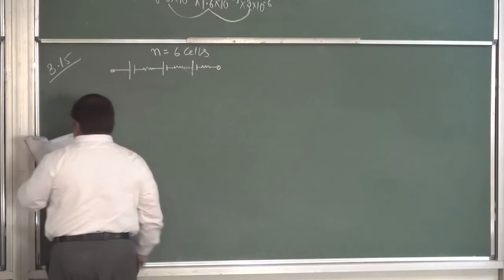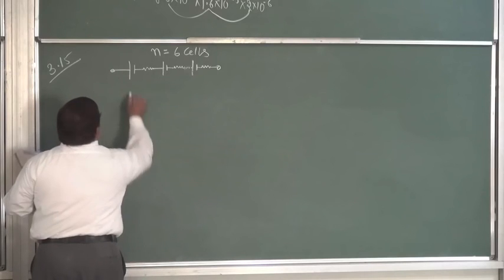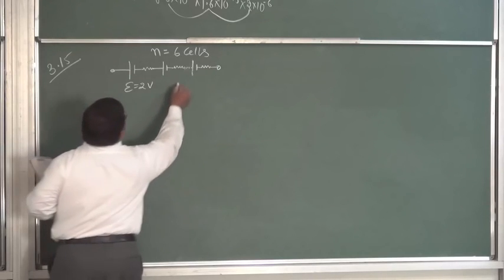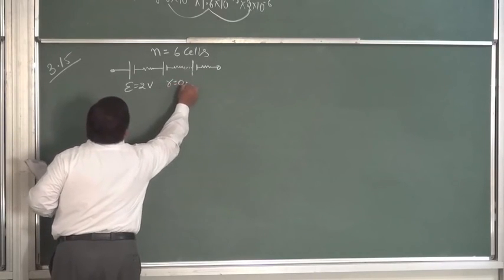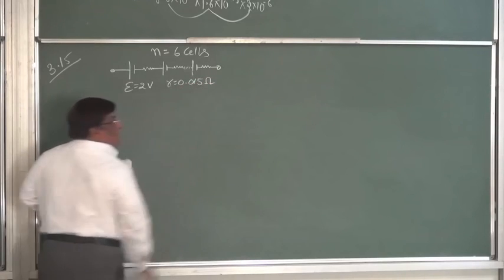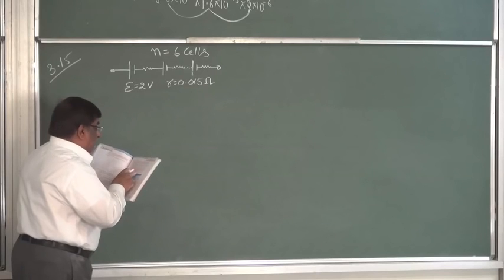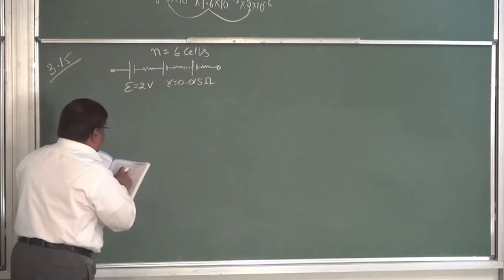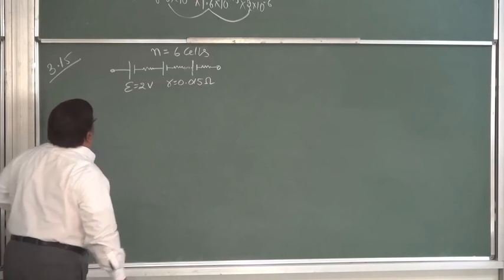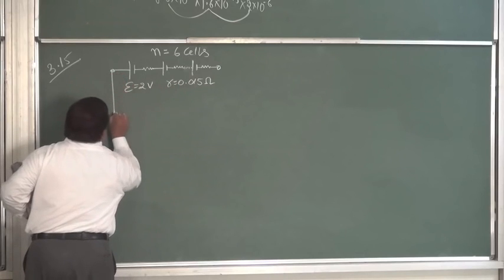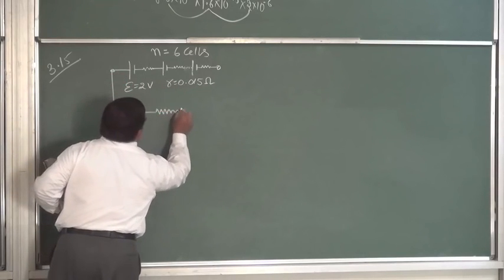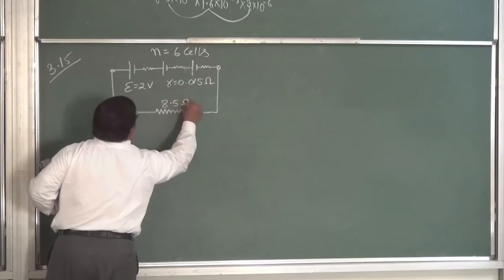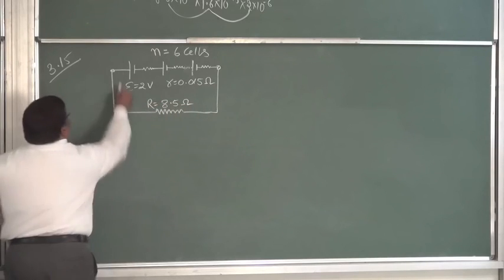These are connected here, and it is given each has EMF 2 volt. Internal resistance r is equal to 0.015 ohm. They are joined in series to provide a supply to a resistance of 8.5 ohm. सबको सीरीज में जोड़ा और ये एक्सटर्नल रेसिस्टेंस लगा दिया. This is 8.5 ohm, this is external resistance. इससे इसको सप्लाई किया.